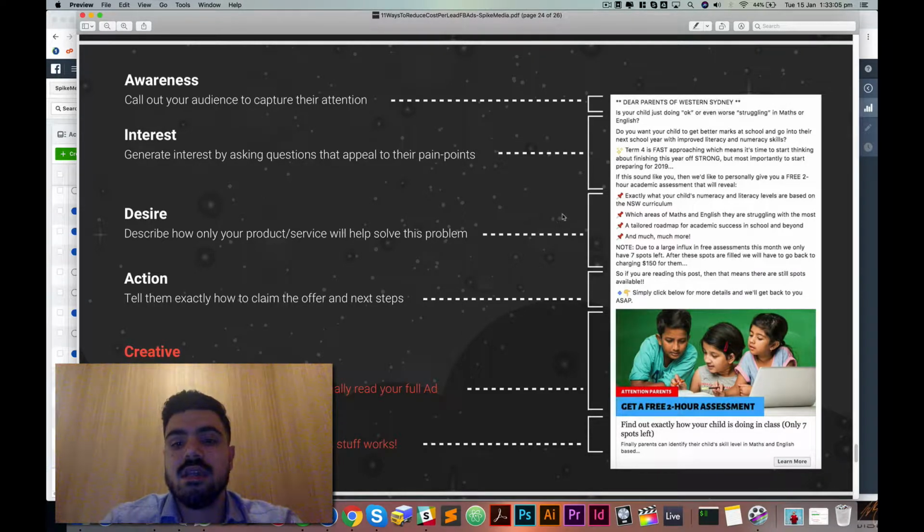is a 2-hour assessment. So this assessment will reveal exactly what your child's numeracy and literacy levels are based on New South Wales curriculum, which areas of maths and English they are struggling with the most, a tailored roadmap for academic success in school and beyond, and much, much more. You can see what we've done is taken the offer and we're just sort of supporting it. We're beefing it up, building desire.